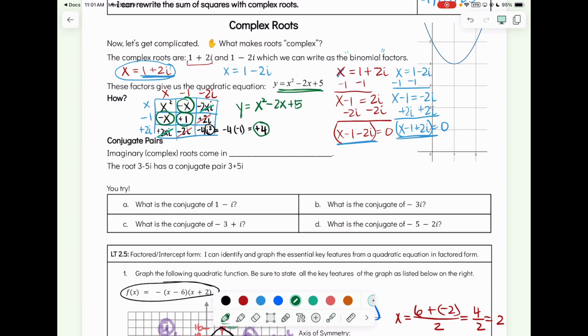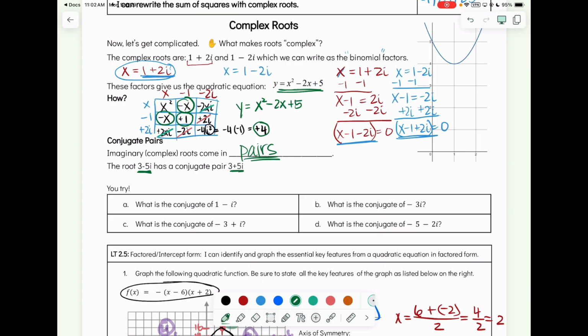Okay. Conjugate pairs, this is tricky. They're not opposites. Repeat after me, they're not opposites, okay? So imaginary roots come in pairs. Okay? So the root 3 minus 5i has a conjugate pair 3 plus 5i. They're not opposites. The only part that could be considered opposites is the imaginary part.